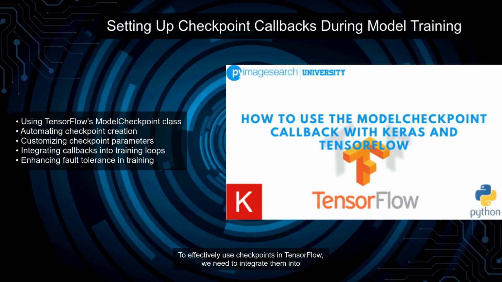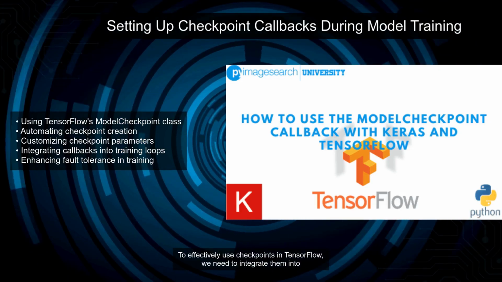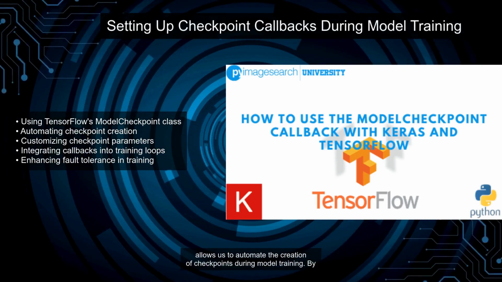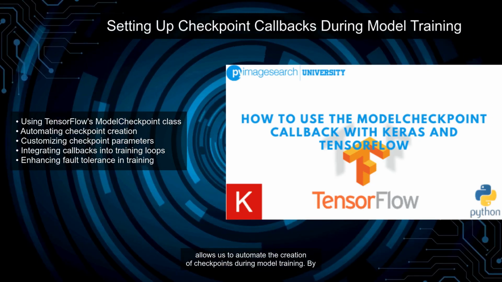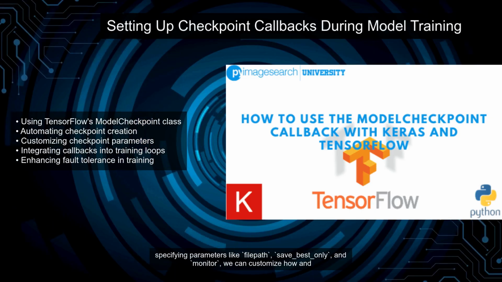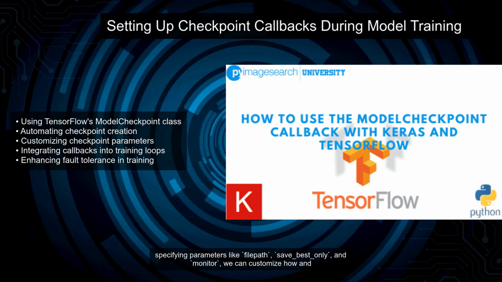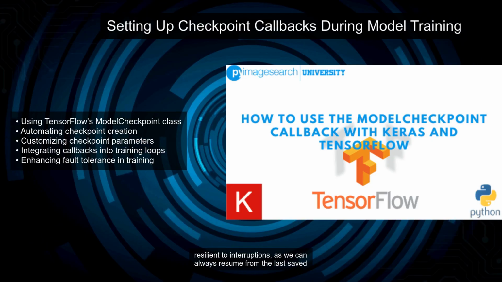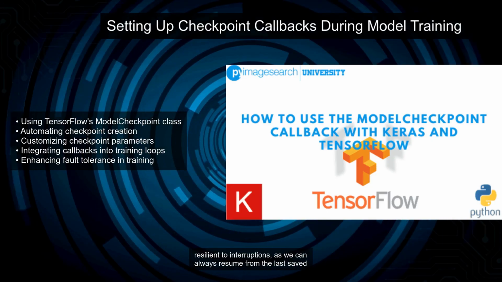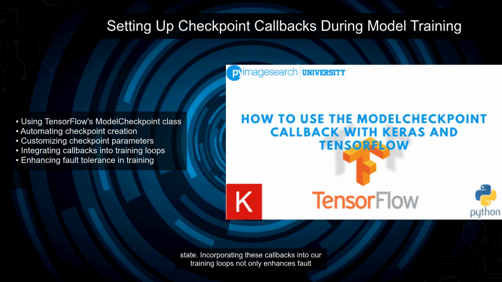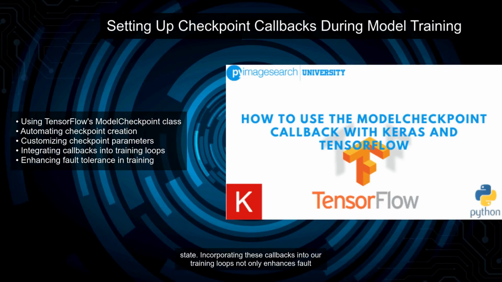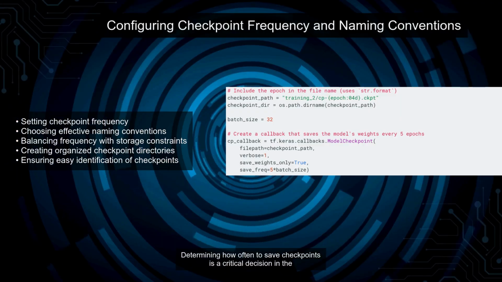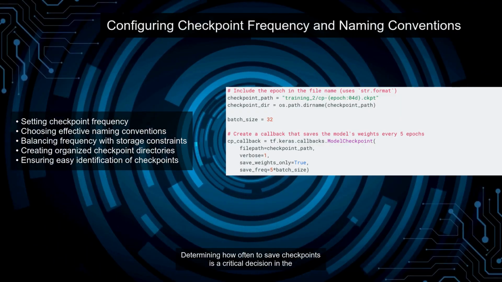To effectively use checkpoints in TensorFlow, we need to integrate them into our training process using callbacks. The ModelCheckpoint class in the TensorFlow Keras API allows us to automate the creation of checkpoints during model training. By specifying parameters like file path, save_best_only, and monitor, we can customize how and when checkpoints are saved. This setup ensures that our training process is resilient to interruptions, as we can always resume from the last saved state. Incorporating these callbacks into our training loops not only enhances fault tolerance but also boosts training efficiency by minimizing redundant computations.